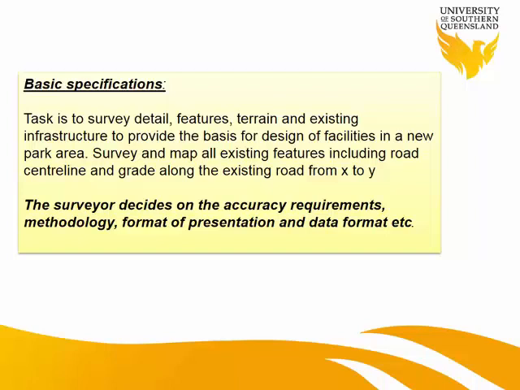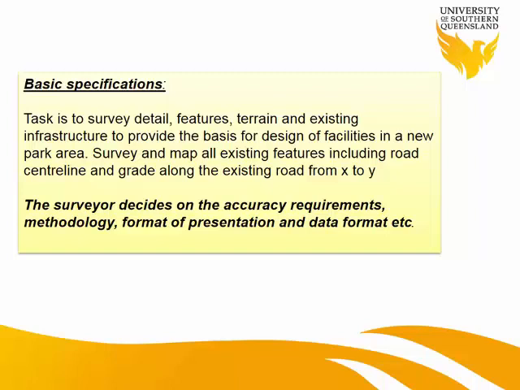So a basic specification is pretty much this example. If you have been asked to do a detailed survey, which is basically collecting the features, terrain, and existing infrastructure to provide the base for the design of the facility of a new park area that they want to construct, you will be given a survey and map of all existing features, including the road center line, grade along the existing road from X to Y, and all those things. Do you think it's very specific about what you need to do? No, it's a general, very basic specification.